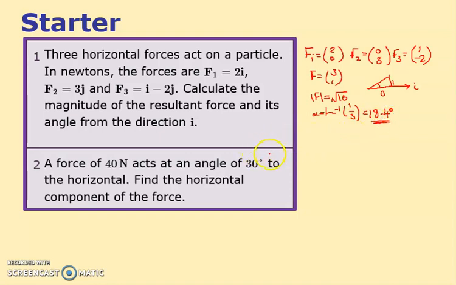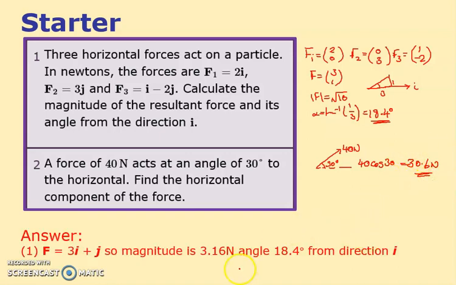A force of 40 newtons acts at 30 degrees to the horizontal. So presumably something like this is my 40 newton force, and then to the horizontal it's acting at 30 degrees. Find the horizontal component of the force. Well, you should by now know to resolve that, whenever it's the cross one and it's the angle to the horizontal, it's 40 cos 30. So 40 times cos 30, I get 20 root 3 or 34.6 newtons, give or take a bit.